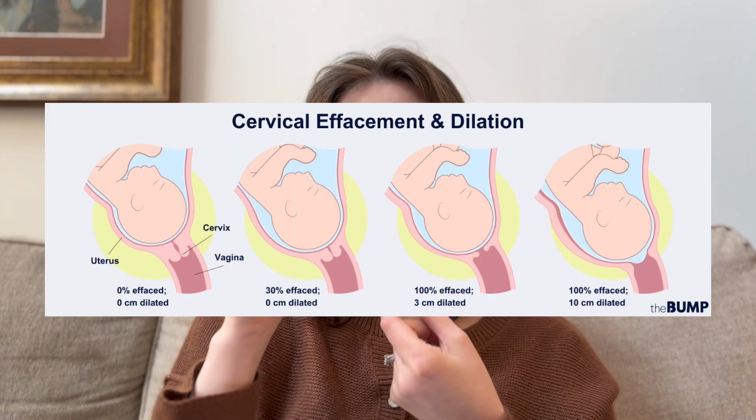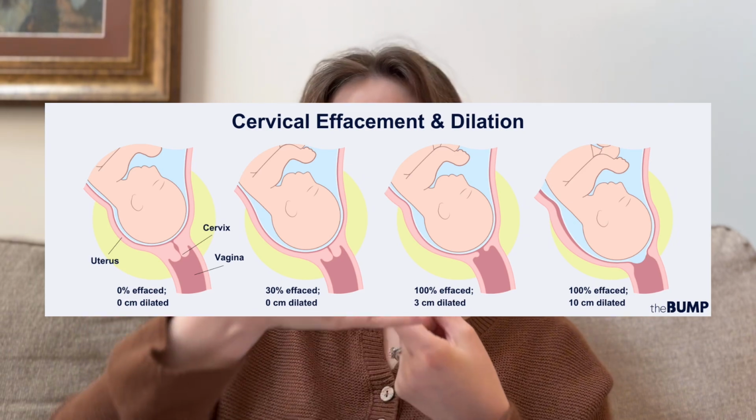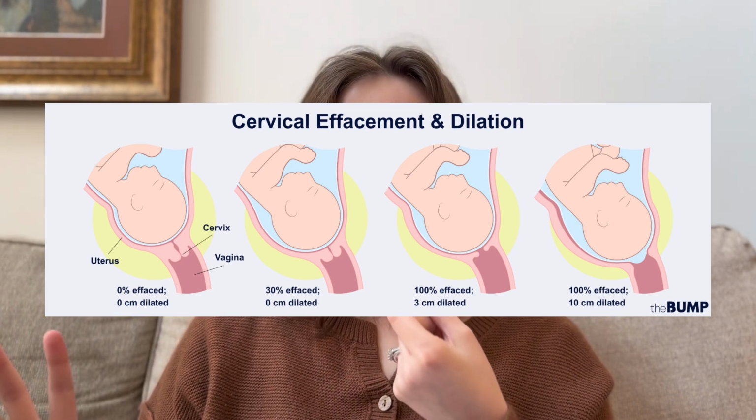Effacement. Your cervix doesn't just dilate, it also shrinks down in width, I should say. If you're thinking about that balloon, that little thing that dangles down that you blow up, just picture that getting pulled and shrinking shorter. So your body will go from 0 to 100% effaced. When it's 100% effaced, it's flat, and then you'll be dilated and everything will be ready to go for the pushing stage.